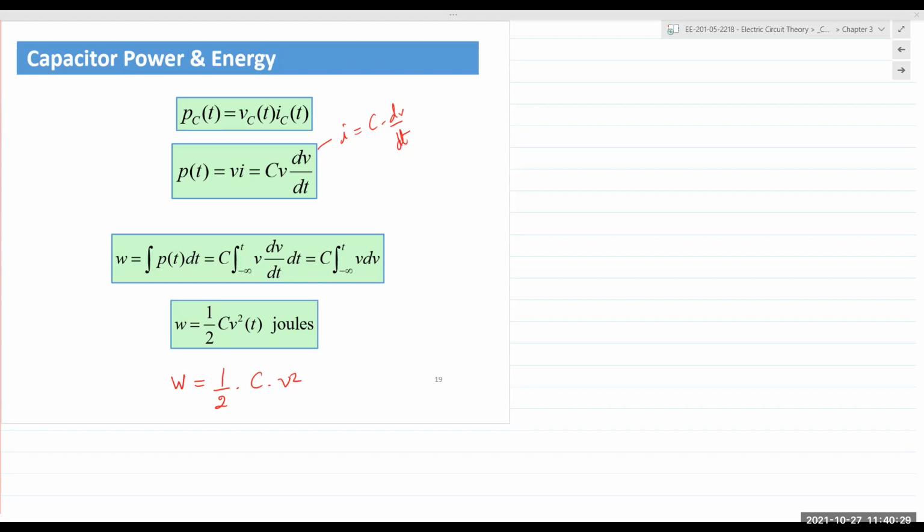Okay, inductor stored energy was half Li square. Capacitor is half Cv square. Inductor, we deal with current. Capacitor, we mostly deal with voltage.